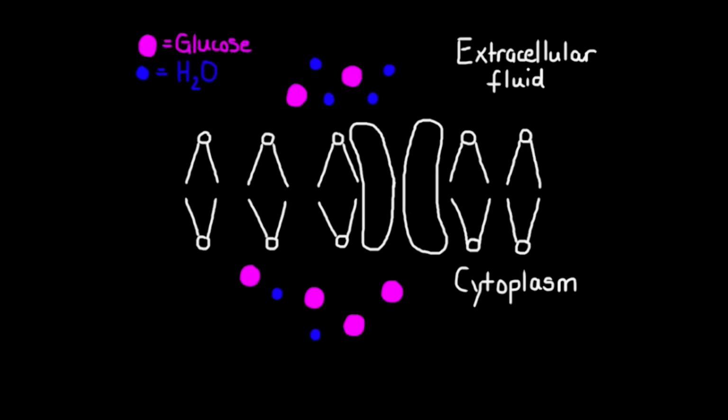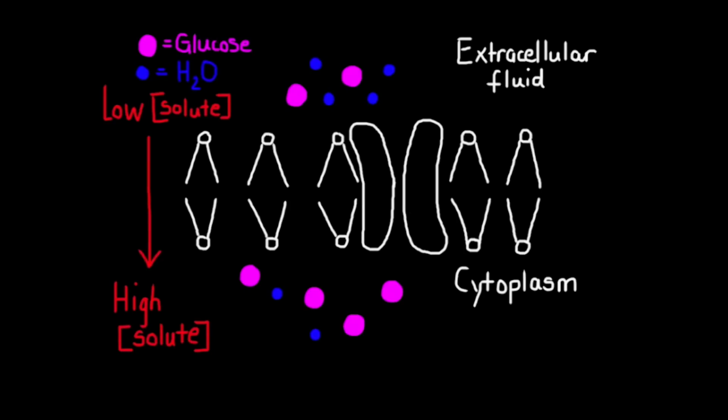Simple diffusion of water is known as osmosis, and the definition of this is water moving from an area of low solute concentration to an area of high solute concentration across a semi-permeable membrane. In this example, we can see the water moving from the extracellular fluid, where there is a relatively low glucose concentration, to the cytoplasm, where there is a relatively higher glucose concentration.